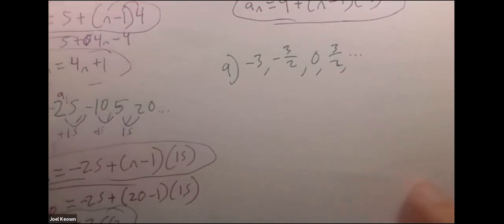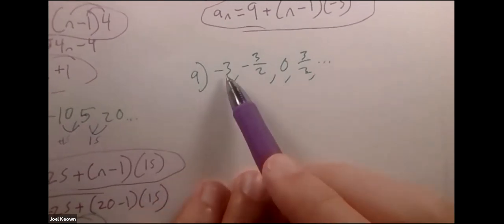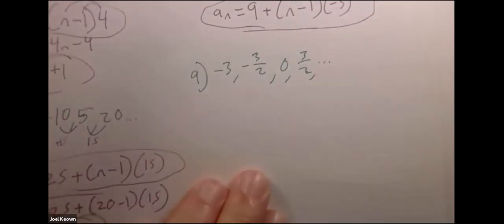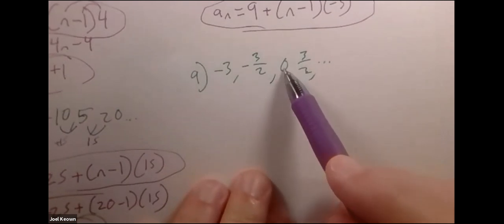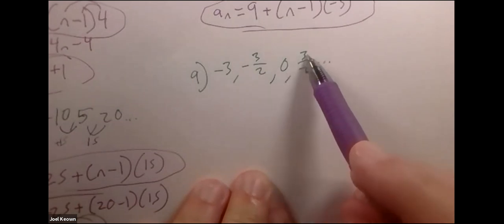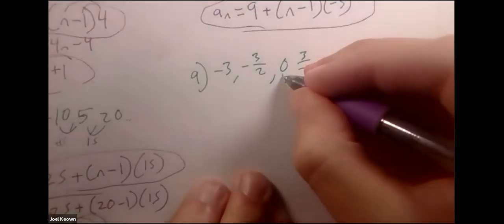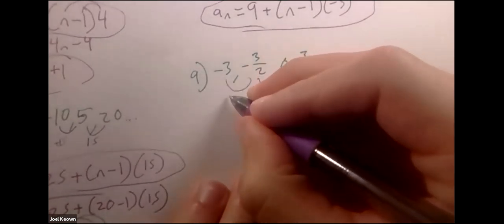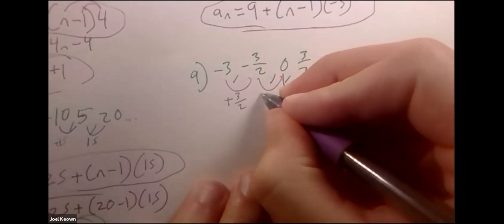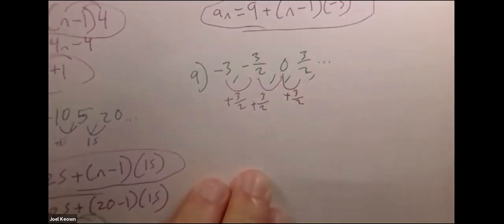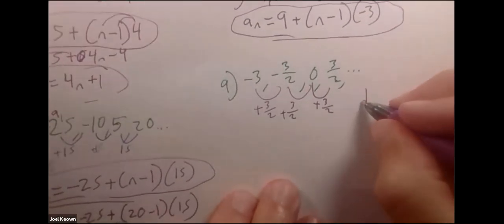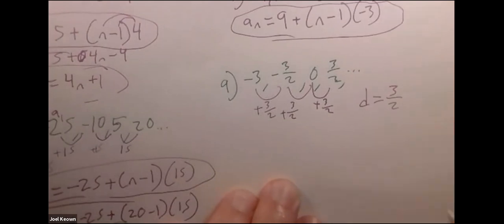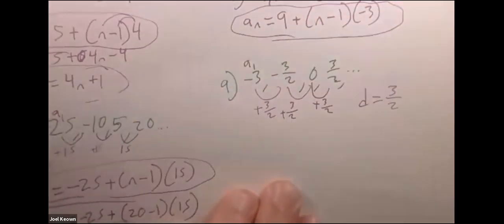Let's move over to number 9. What is it going up by? Well, here maybe it's difficult to see what it's going up by, but they give me 0. Well, 0 plus anything is just itself. So I know the only thing I could add to 0 to get 3 halves is if I was adding 3 halves. So that means each one of these is adding 3 halves. Okay. All right, so we're adding 3 halves each time. So my d is positive 3 over 2. This right here is my a sub 1.